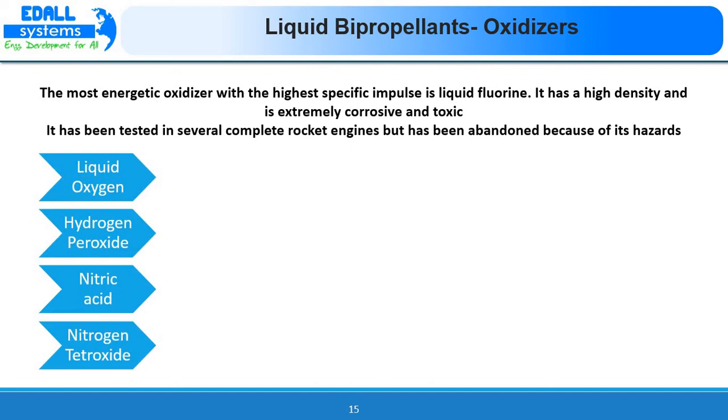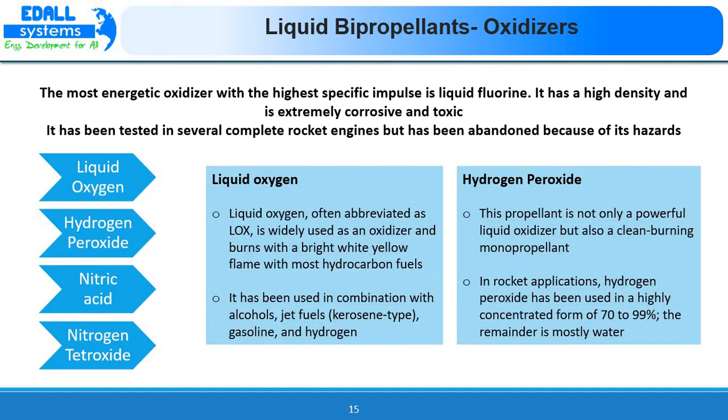Some examples of liquid oxidizers are liquid oxygen, hydrogen peroxide, nitric acid, and nitrogen tetroxide. We will discuss two of them, liquid oxygen and hydrogen peroxide. Liquid oxygen, often abbreviated as LOX, is widely used as an oxidizer and burns with a bright white yellow flame with most hydrocarbon fuels. LOX is used even today for many applications because it can be used as an oxidizer with most hydrocarbon fuels. It has been used in combination with alcohols, jet fuels, kerosene type, gasoline, and hydrogen.